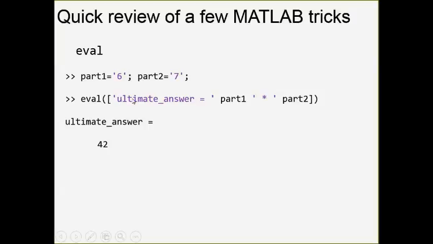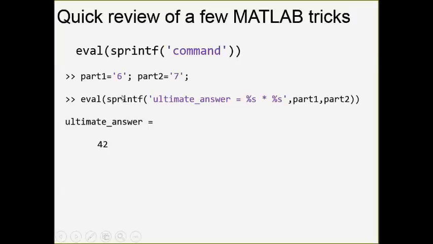Then I'm going to concatenate together this string, ultimate answer equals space, part 1, space times part 2. And then I'm going to evaluate that string, which has been concatenated together here. And when I evaluate that, the ultimate answer equals 42. It equals 6 times 7. Okay, does everybody kind of see that? This is really ugly because I'm concatenating all this stuff together with spaces and so on. It's a little bit hard to read.